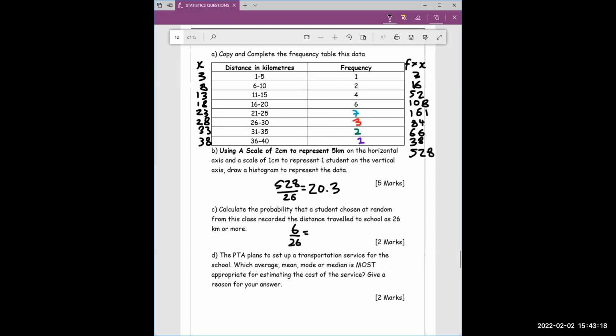So literally they're asking you which is the most accurate central tendency to use in this case. Which one would you say? It's a median. Very good, Jamie. Very good. The median. Tell me why the median.